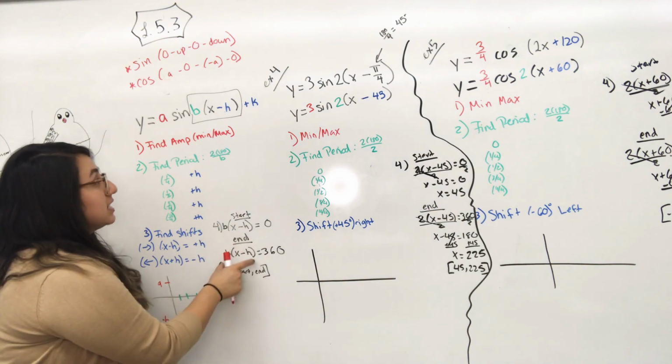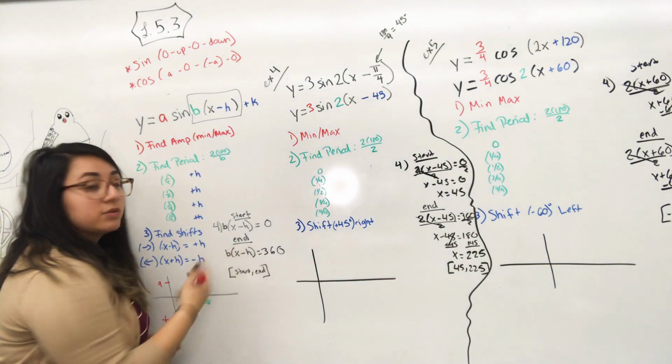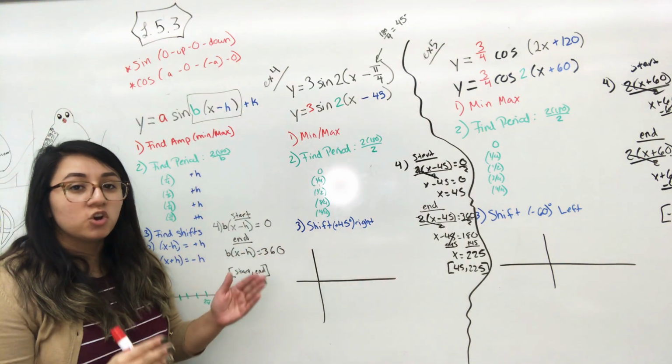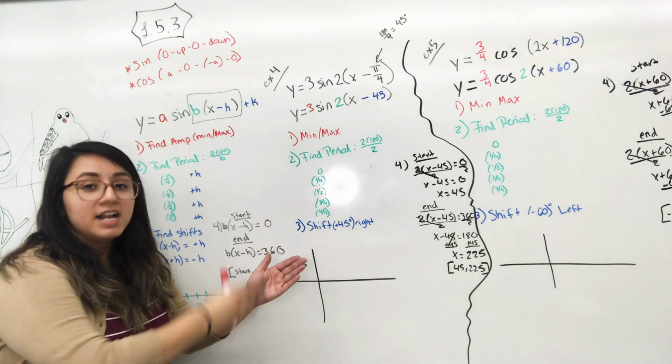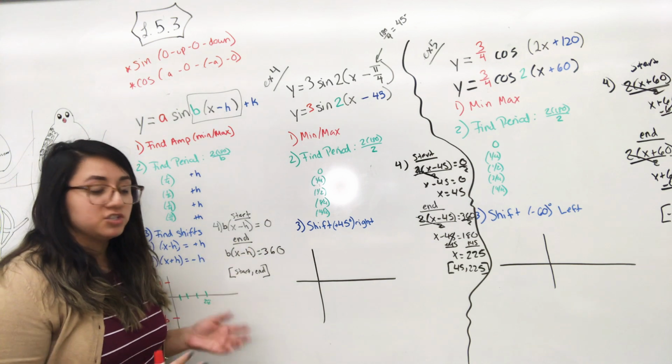Your ending point, same exact thing, b times x minus h. You're going to set it equal to 360 because a whole period normally is like a unit circle. It starts at 0, it ends at 360. But since it's shifting, it's going to be adjusting that.